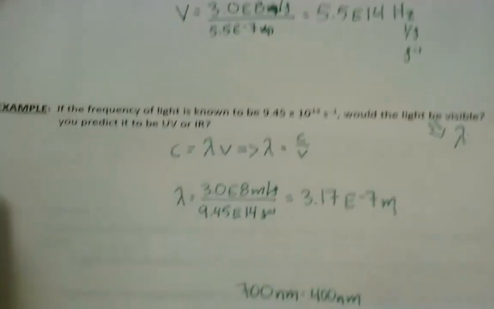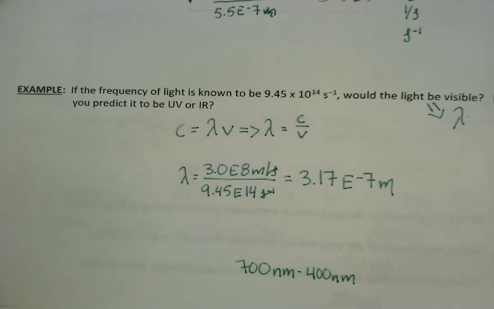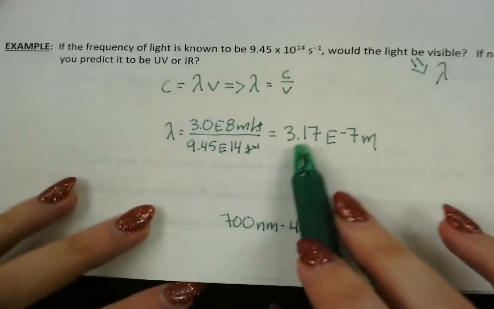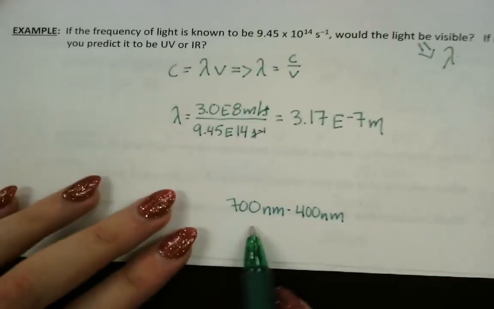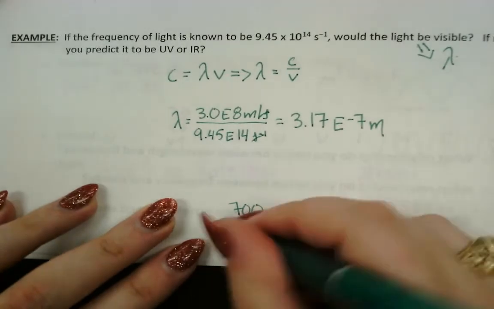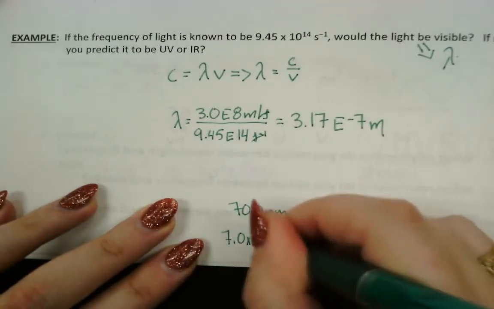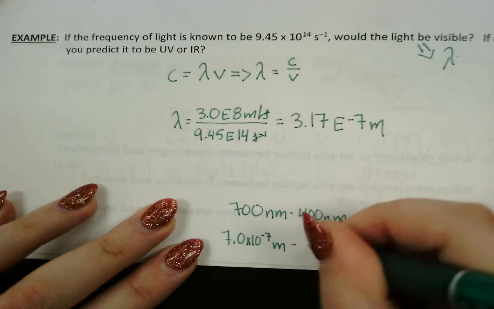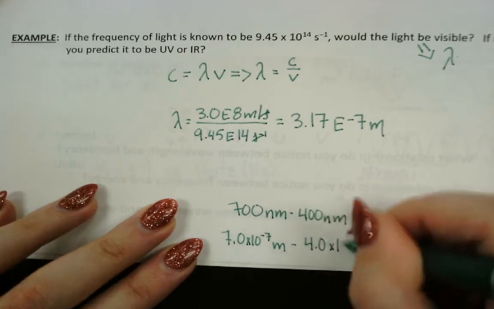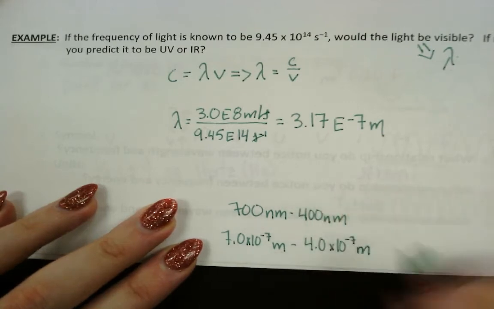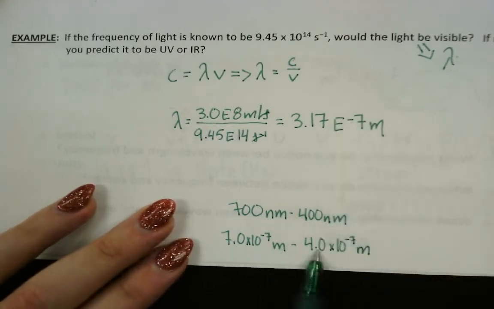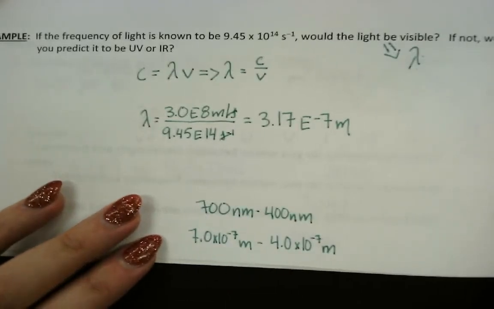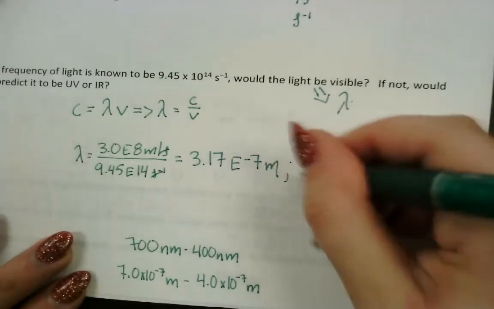Okay, so our problem, our answer was 3.17 times 10 to the negative 7th, right? But we just said that this goes from 7 to 4 times 10 to the negative 7. So does this fit inside this range? No, it doesn't. So that means it is not visible.